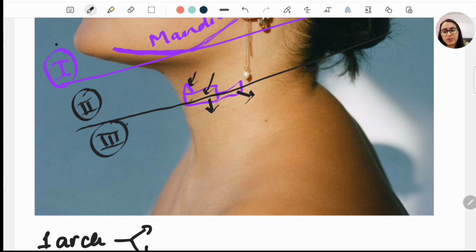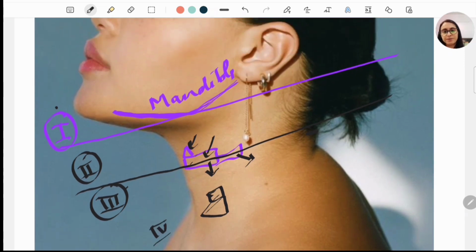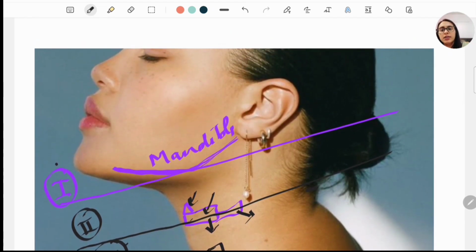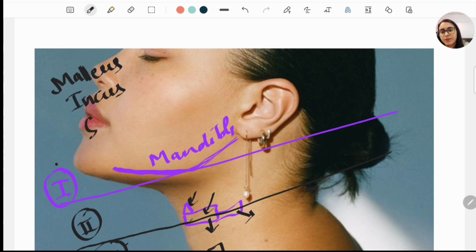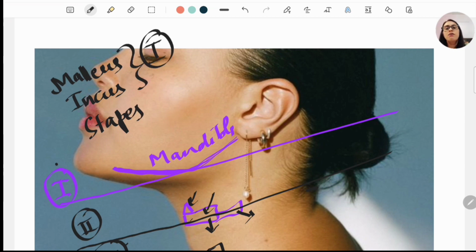Structures from the 4th pharyngeal arch are going to be the thyroid cartilage as well as the epiglottis cartilage. These are the structures from the 4th pharyngeal arch. And when we talk about the ear ossicles, we have malleus, incus and stapes. Malleus and incus are derivatives of the first pharyngeal arch, while on the other hand, stapes is the derivative of the second pharyngeal arch.